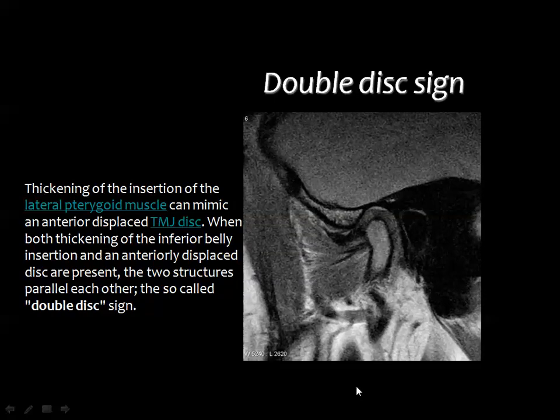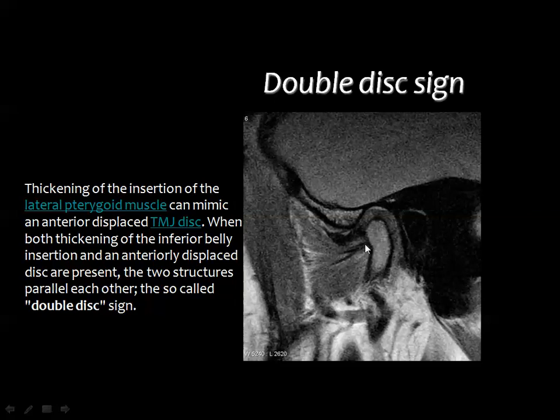And sometimes you can see the disc which is dislocated anteriorly, like this one. You see this disc is in an abnormal location. It is not located between the head of the mandible and the articular eminence, and that is what we call anterior displacement of the disc.